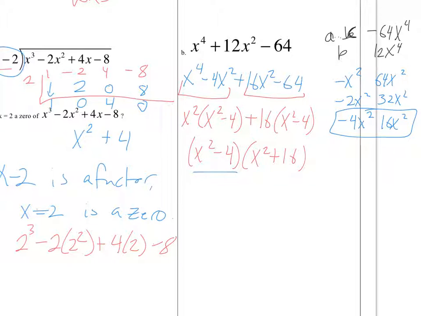That first one is difference of two squares. That's x plus 2, x minus 2. I told you my psychicking was totally on. We got x squared plus 16 as my other factor. That is not traditionally factorable. This answer is done.